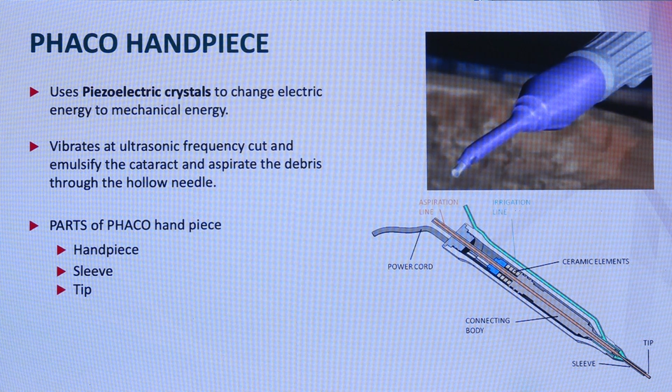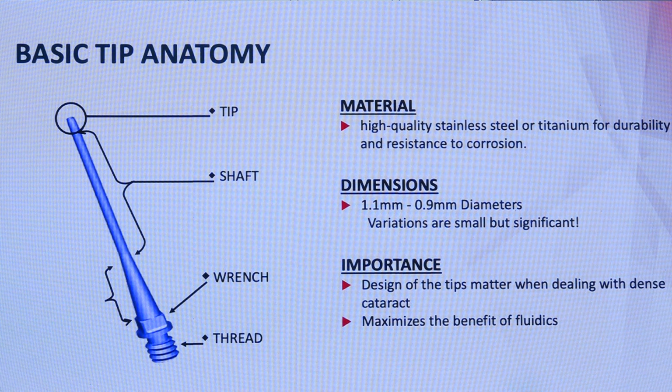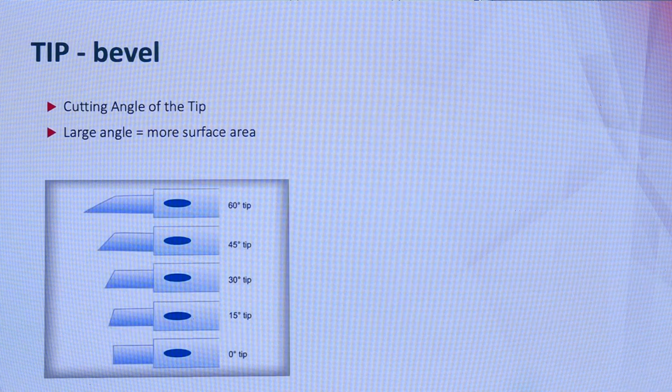The handpiece will consist of a handpiece probe, the sleeve, and the sleeve will take the irrigation into the anterior chamber, and the tip, which will do the cutting part. So this is a basic anatomy of a tip, the shaft, the wrench. It is basically made up of high quality stainless steel, or it could be titanium for better durability and resistance to corrosion. It varies from 1.1 to 0.9 diameters, and these small variations are also very significant in cutting. The main importance of the tip comes while you're dealing with dense cataracts, the design of the tip, and it also maximizes the fluid.